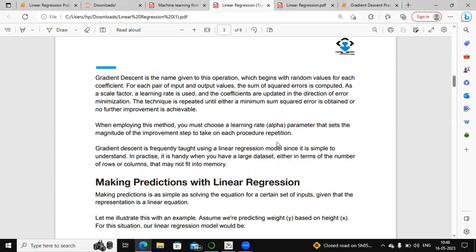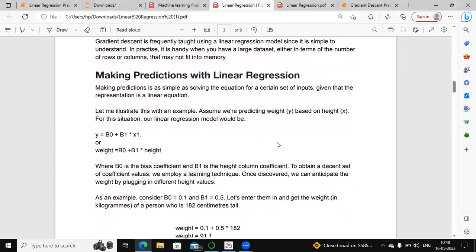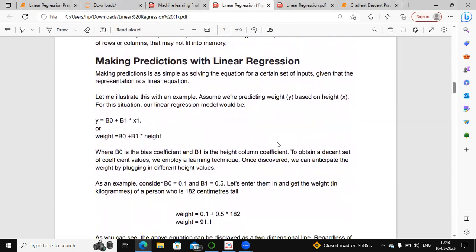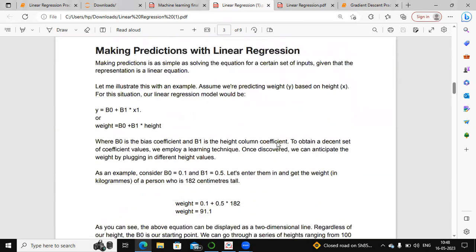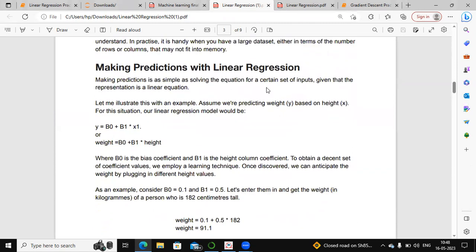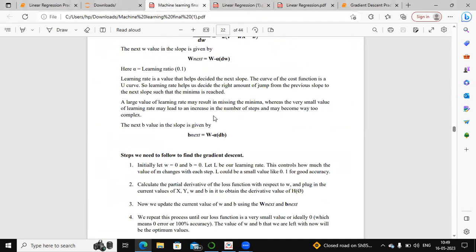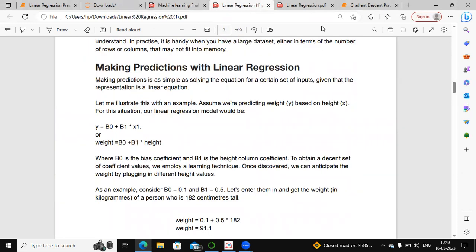Next is making predictions with linear regression. Making a prediction is as simple as solving the equation for a certain set of inputs, given that the representation is a linear equation. Let me illustrate this with an example.